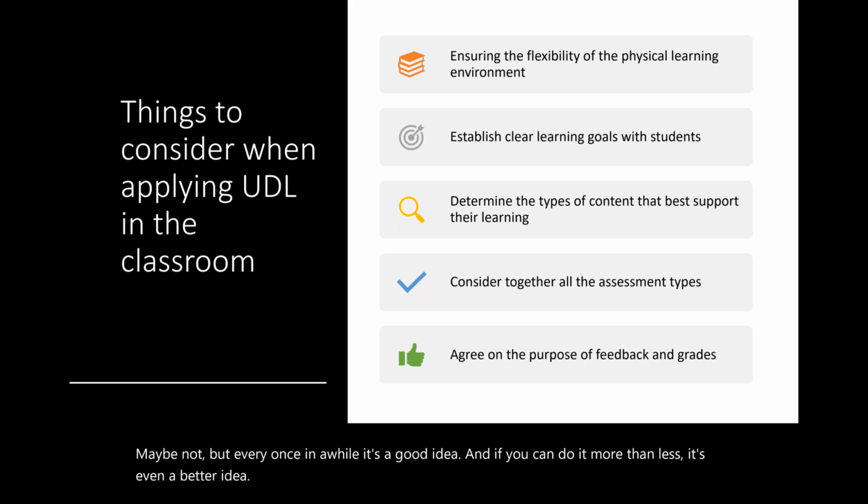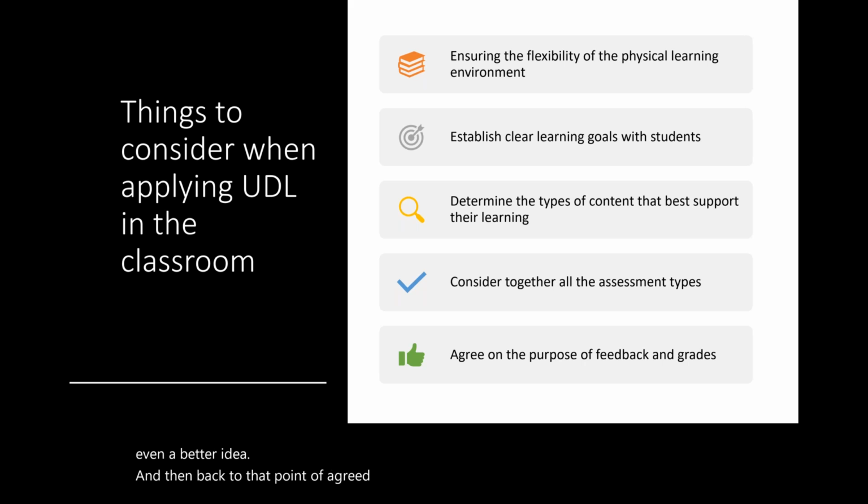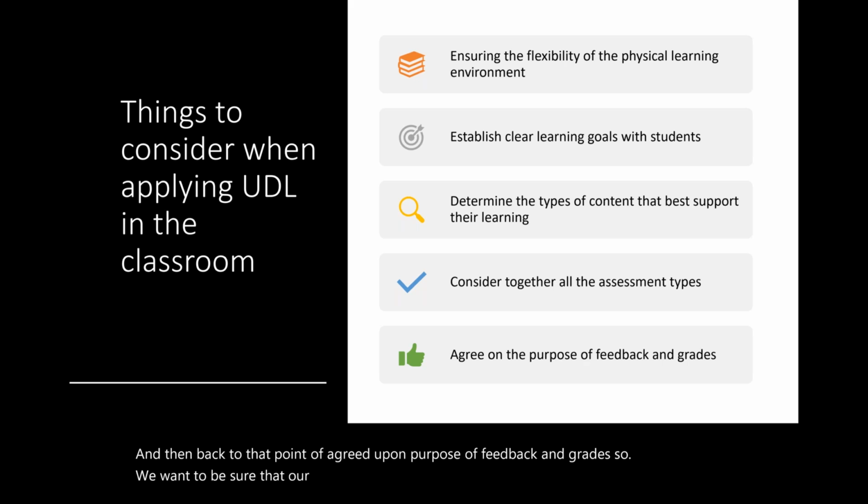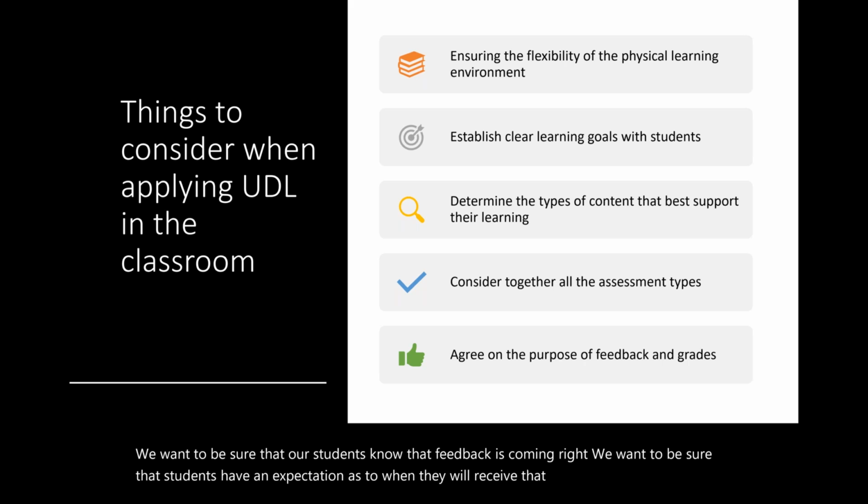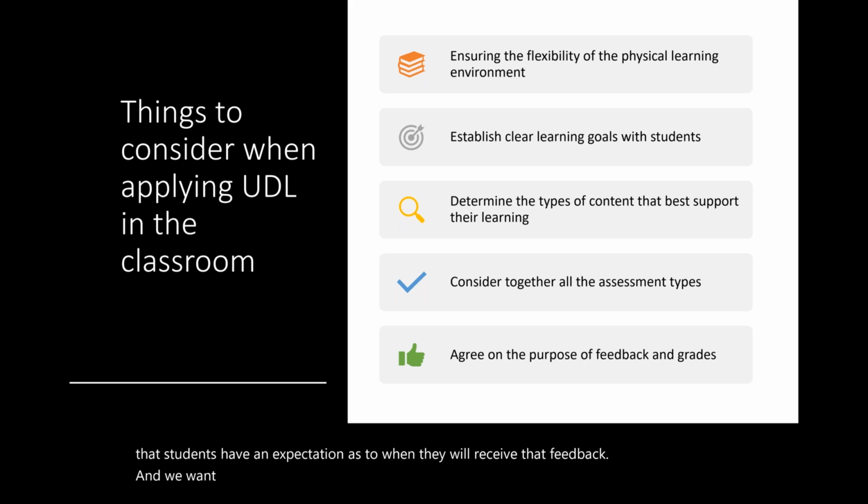And then back to that point of agreed upon purpose of feedback and grades. So we want to be sure that our students know that feedback is coming, right? We want to be sure that students have an expectation as to when they will receive that feedback. And we want to help our students understand what those grades mean. Is an A, is an A, is an A? Or are you a teacher who says an A is this quality of work?